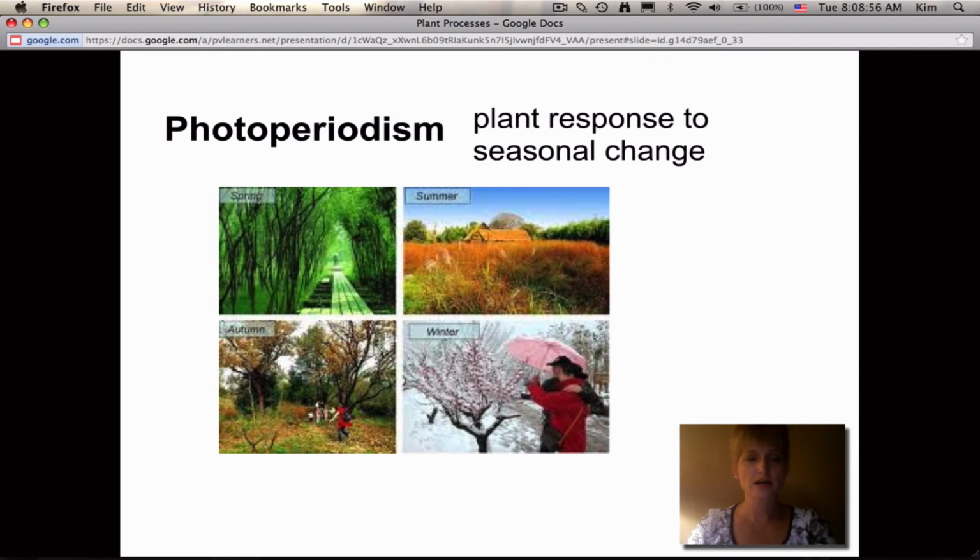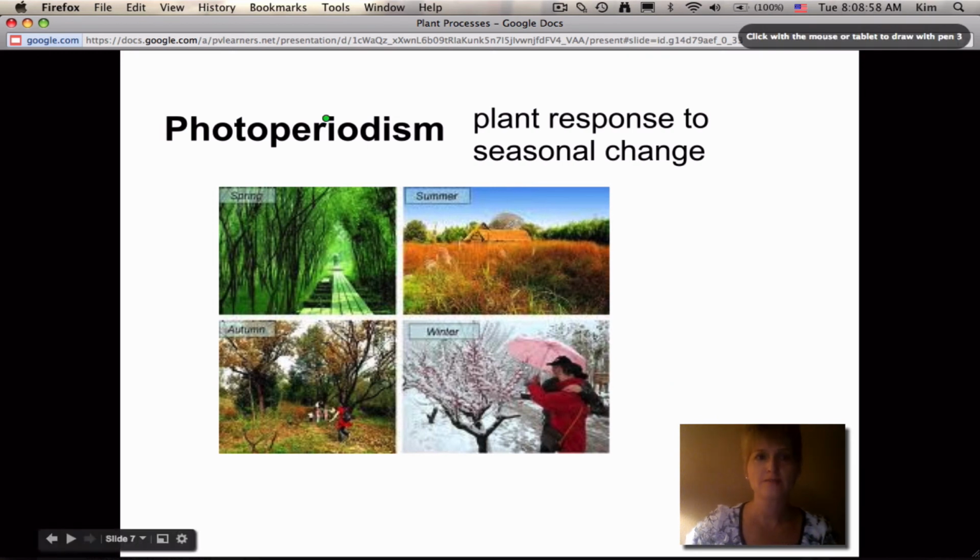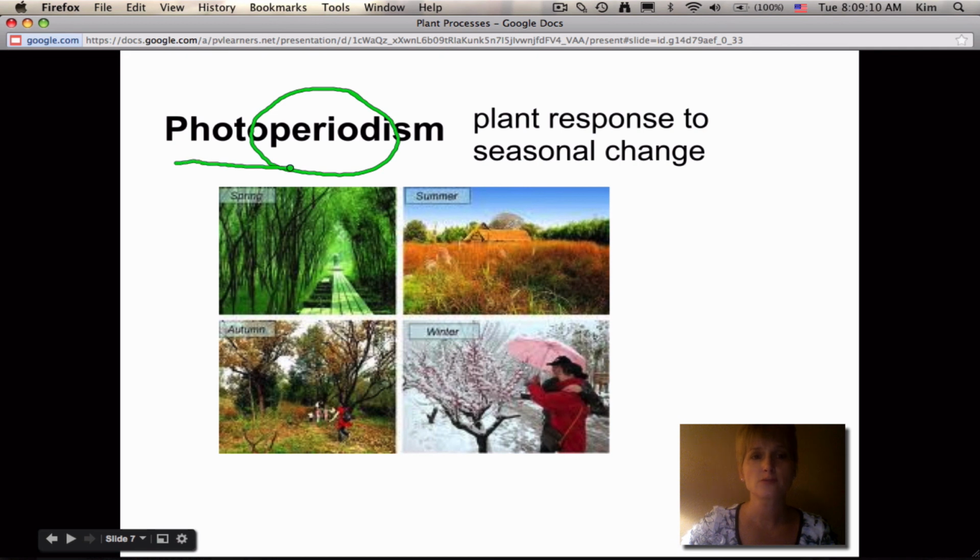As you try to remember this vocabulary, if you just pick out the period in this, then you can say, okay, the periods of the plants would be spring, summer, autumn, and winter. And so photoperiodism just means that the plant is going to respond to seasonal changes.